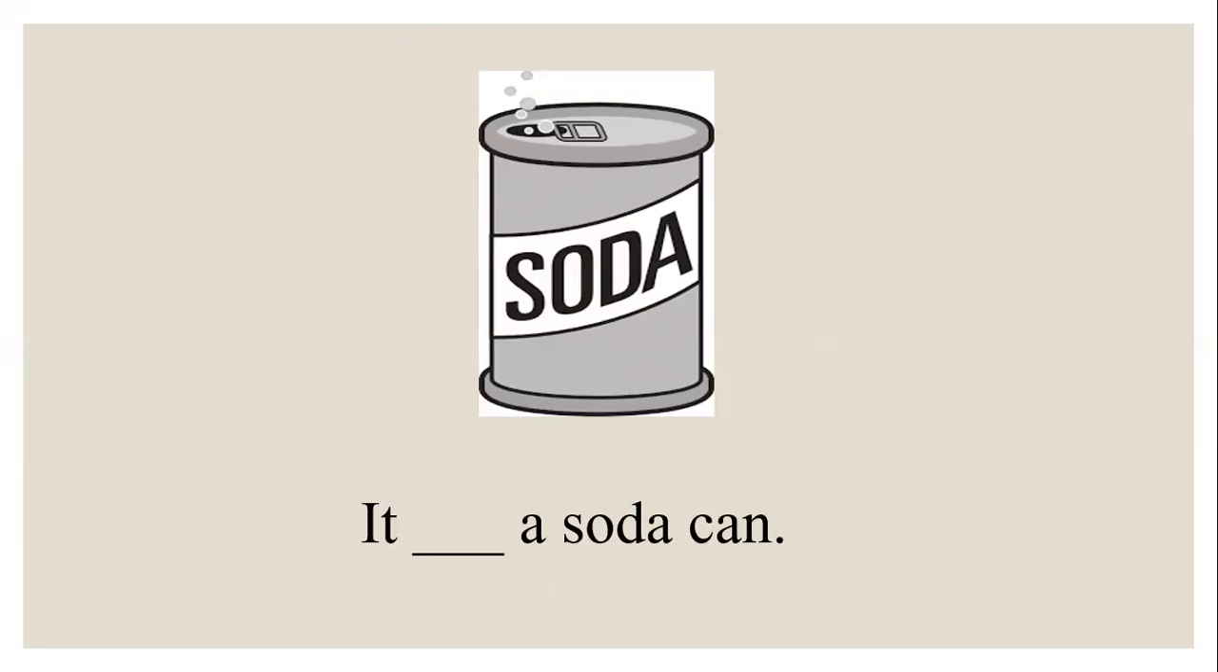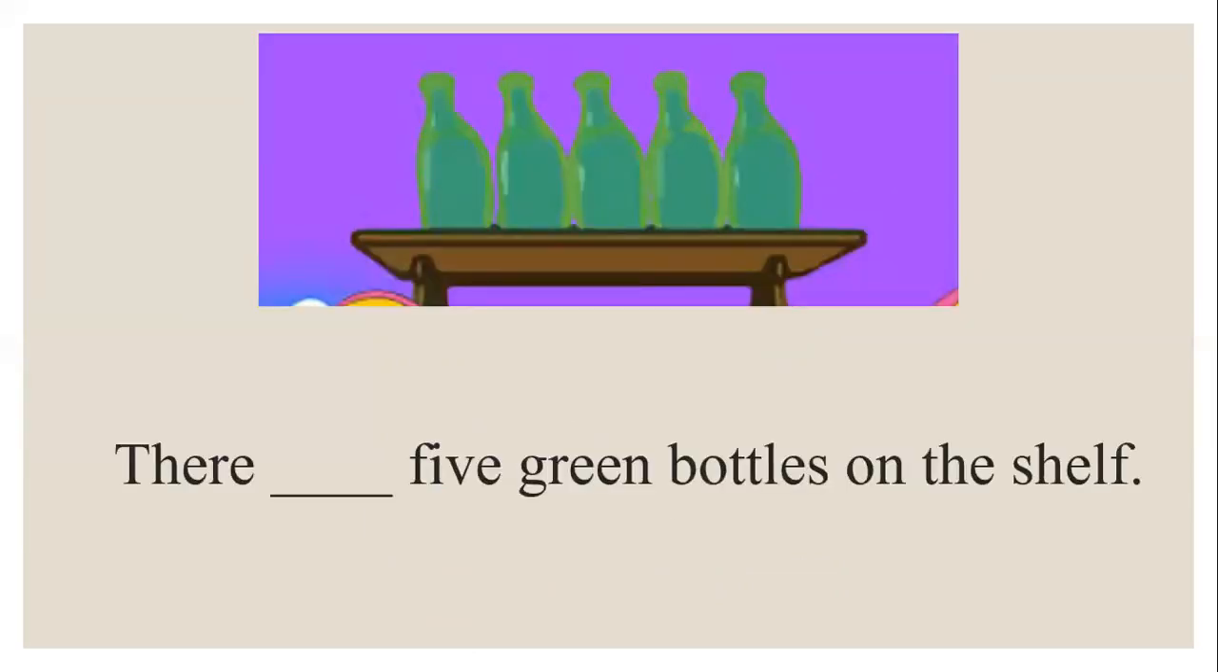It blank a soda can. Do we say it are a soda can or do we say it is a soda can? If you said it is, then you are correct. It is a soda can. All right, there blank 5 green bottles on the shelf. Do we say there are or do we say there is? If you said there are 5 green bottles on the shelf, then you are correct.